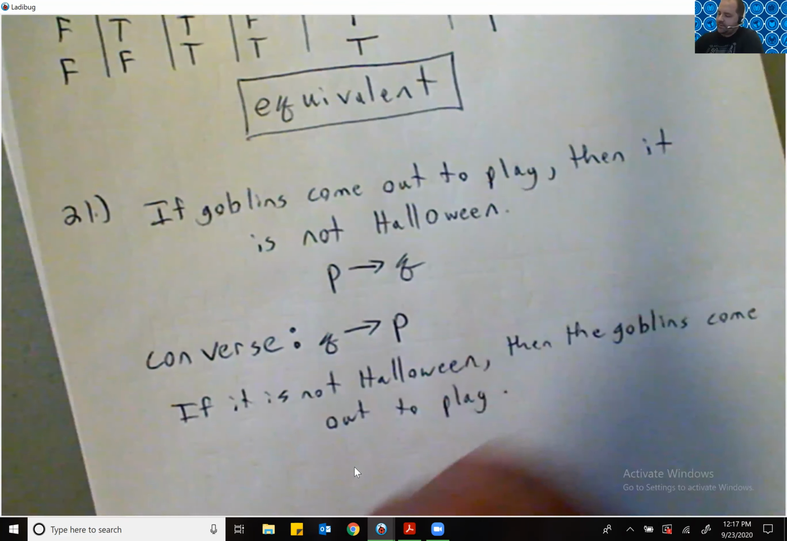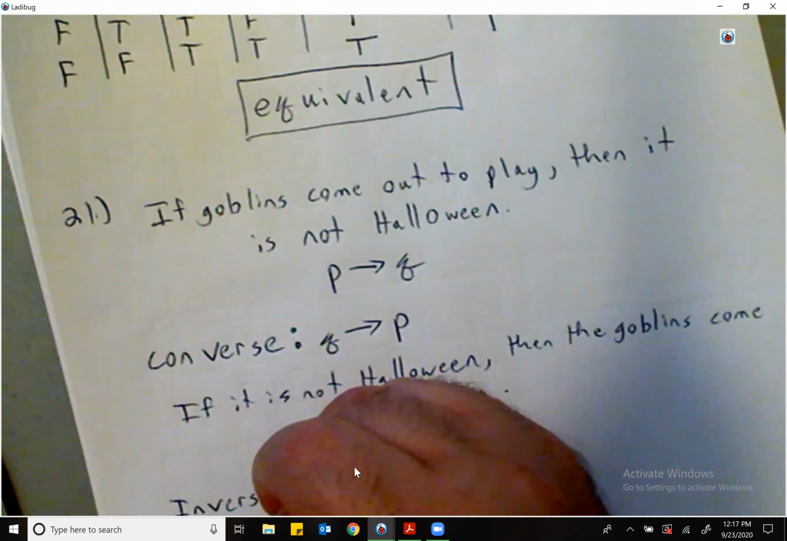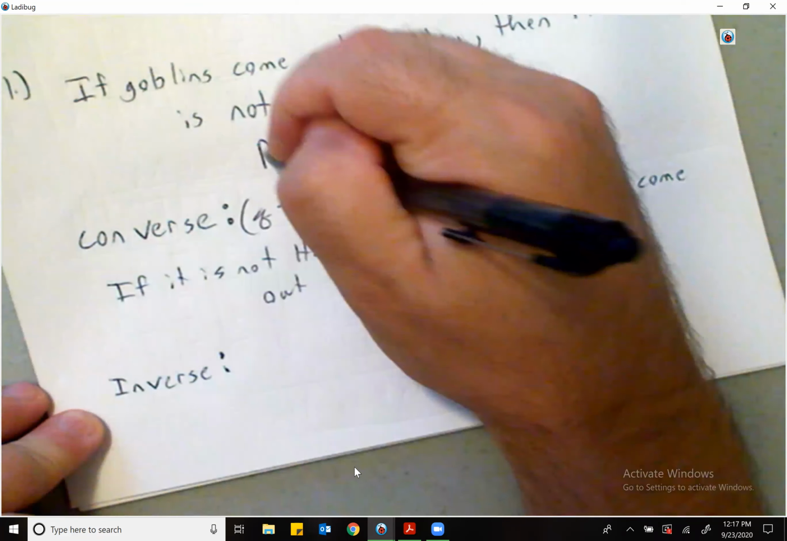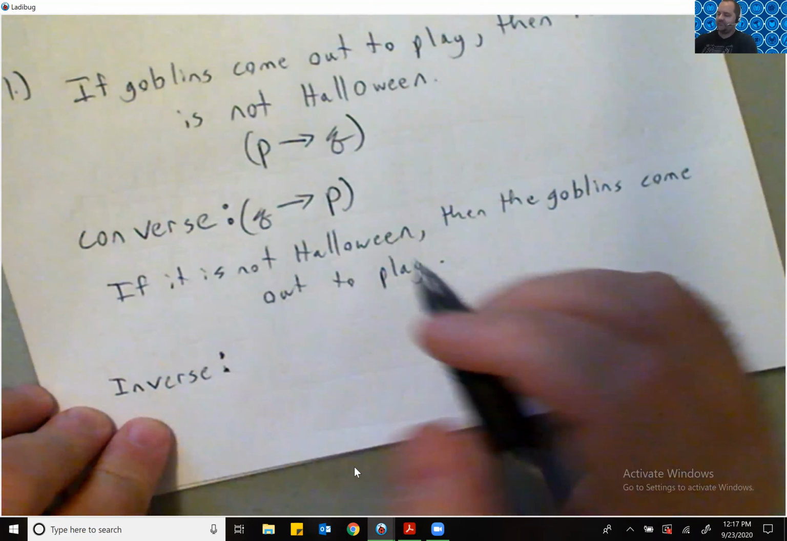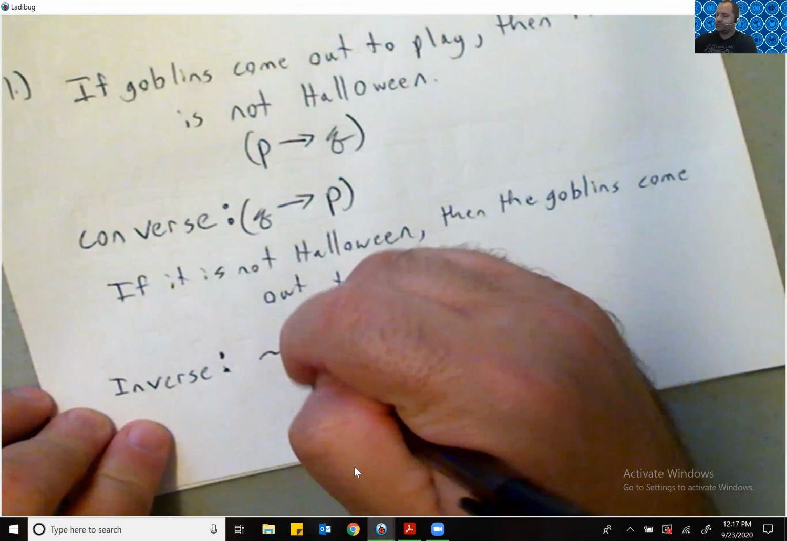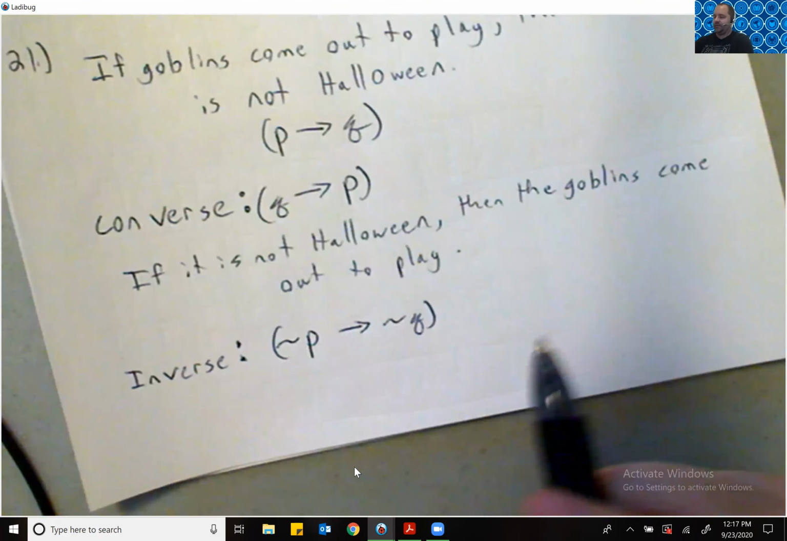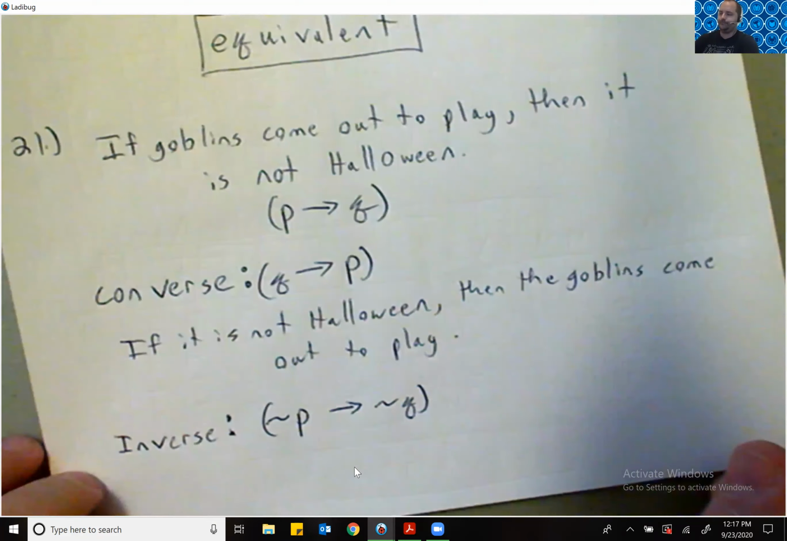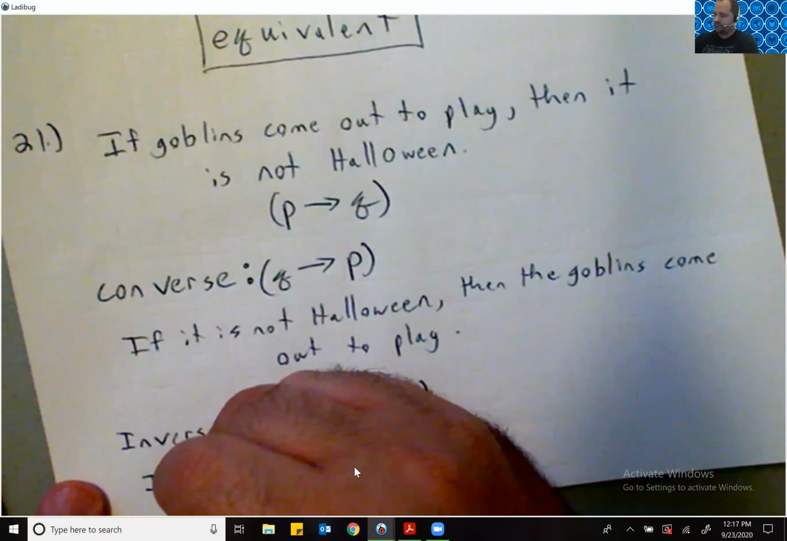The next one they want you to write is what we call the inverse. This is where you switch the values. What do you mean values? I guess you make it the opposite of the value that it was previously. Careful about saying value. You just negate the P and the Q. Take the conditional and negate it. All right, so give me the inverse of if goblins come out to play, then it is not Halloween. If goblins do not come out to play, then it's Halloween. There you go.